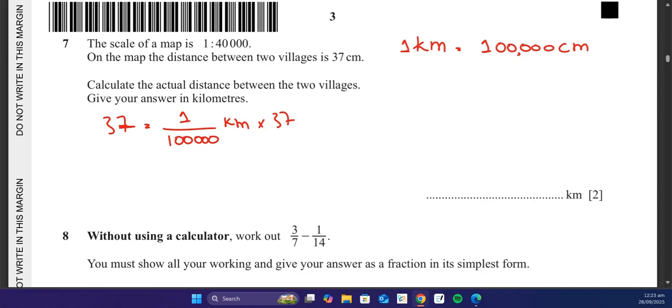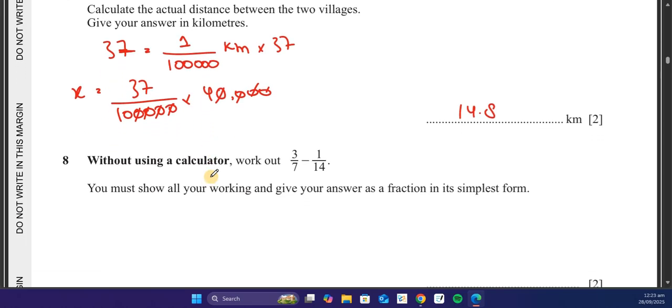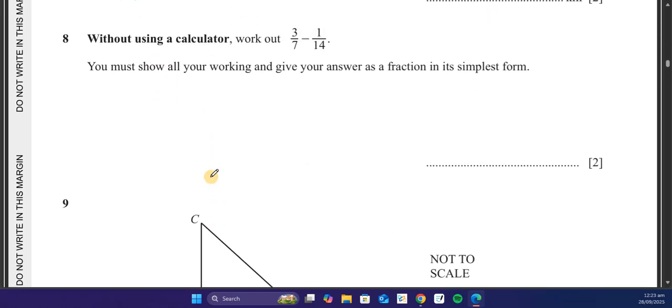The actual distance would equal 37 over 100,000 times 40,000, because that's a ratio. Does it make sense? So the actual distance x is equal to 37 over 100,000, multiplied by the ratio that we have been given, that is 40,000. All right, makes sense? So if we simplify this, this would give us 14.8. All right, perfect. Without using a calculator, so we cannot use a calculator in this question.